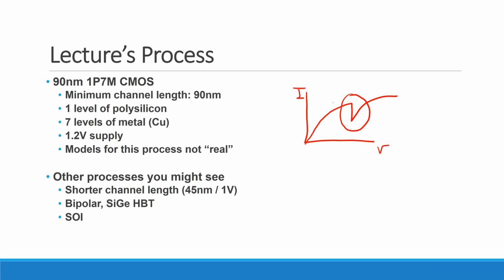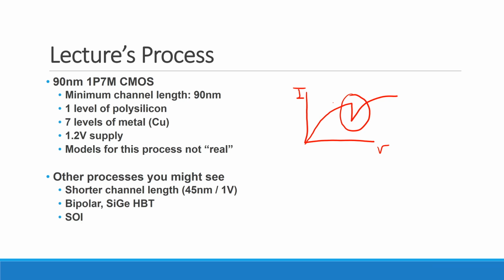Okay? So, in terms of what this process is going to be, as I mentioned, it's a 90 nanometer process. That means the minimum channel length, at least the one that you specify in the model, is 90 nanometers. I'm going to give you one level of polysilicon. In some processes, you get more than that. We'll talk about why in a second. There are 7 layers of interconnect. And maybe today, if not tomorrow and next time, we'll talk about why you'd care about that from the standpoint of doing analog design.